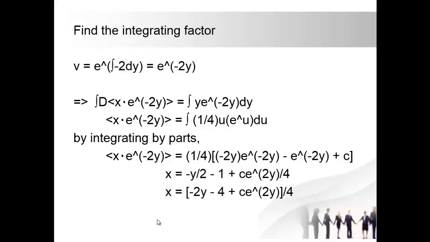So we can get that x is just equal to negative 2y minus 4 plus c e raised to the power of 2y divided by 4. Next problem is y is equal to xy prime plus 1 over 1 plus y prime.